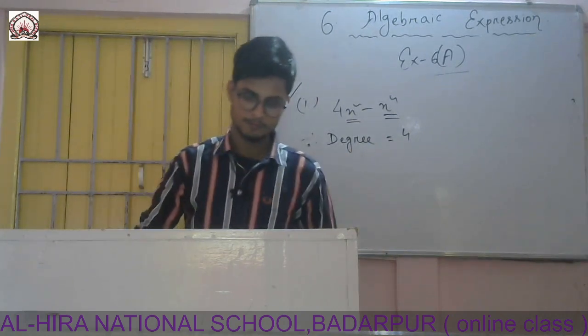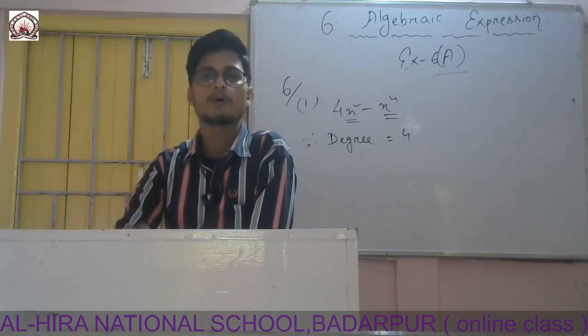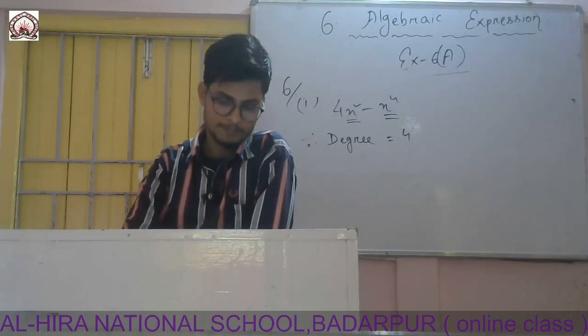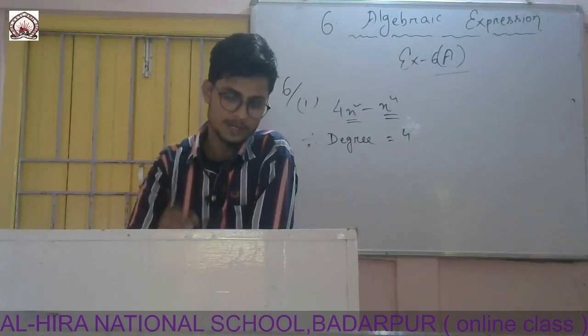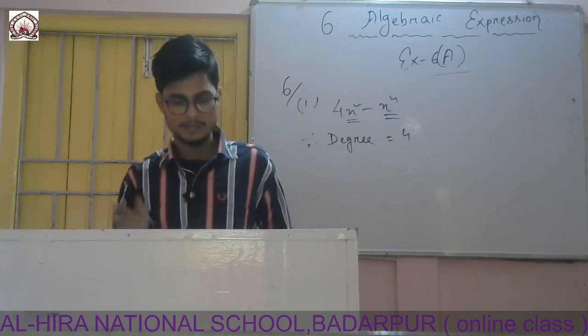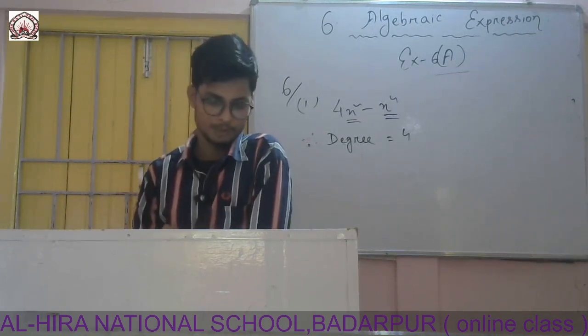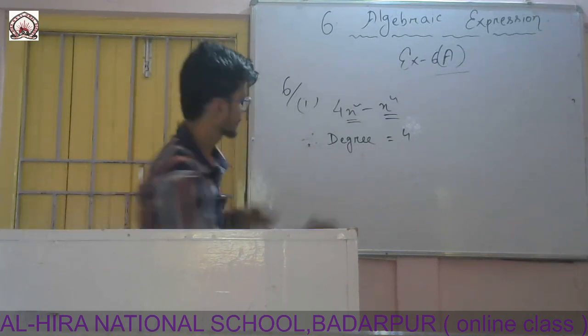Next one you see 4p square plus 6p cube plus 8p to the power 8. So here the first p has power 2, the next one has power 3 and the third one has 8. So here the highest power is 8. That means it is the degree of the polynomial. So Roman number 3 also same. Okay.